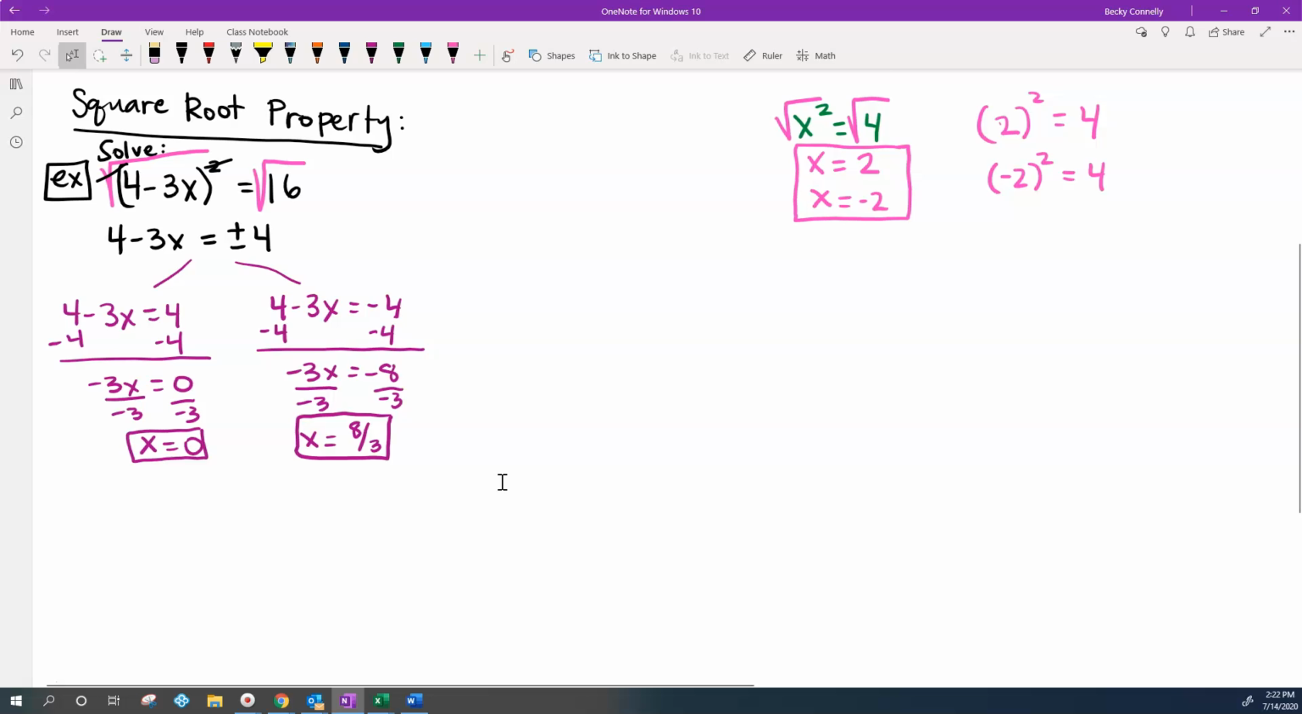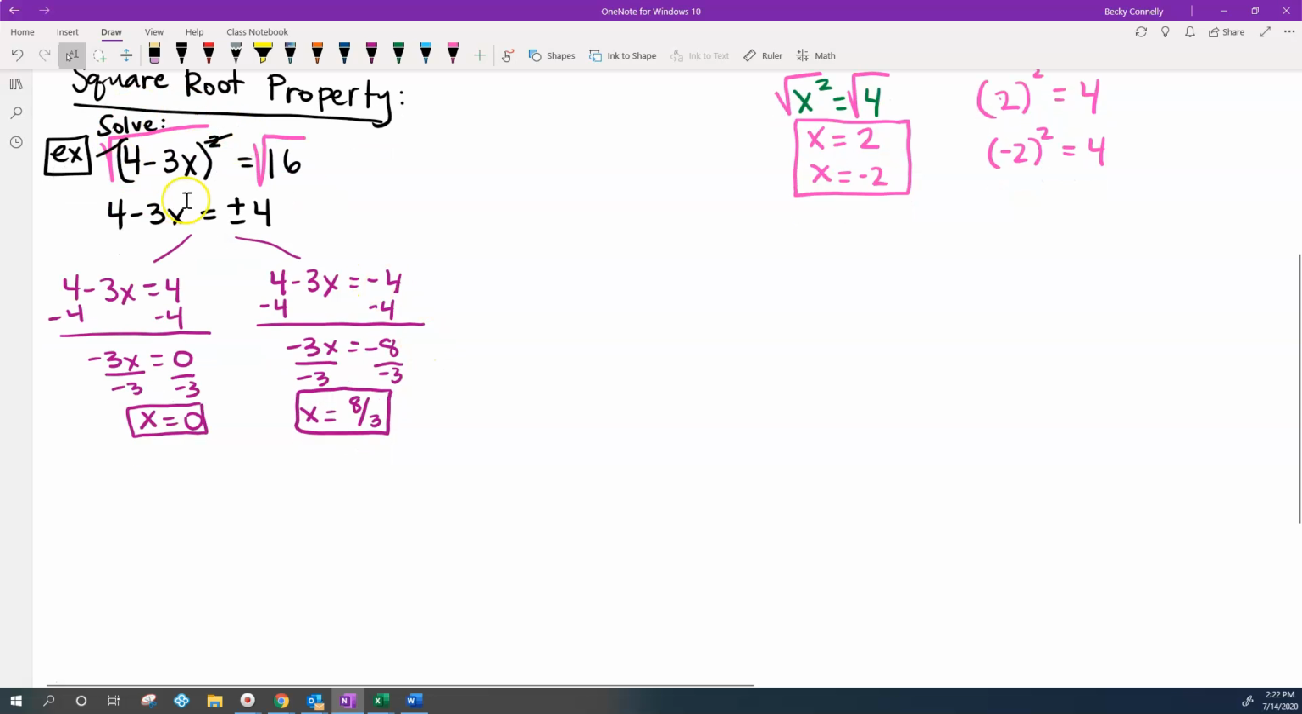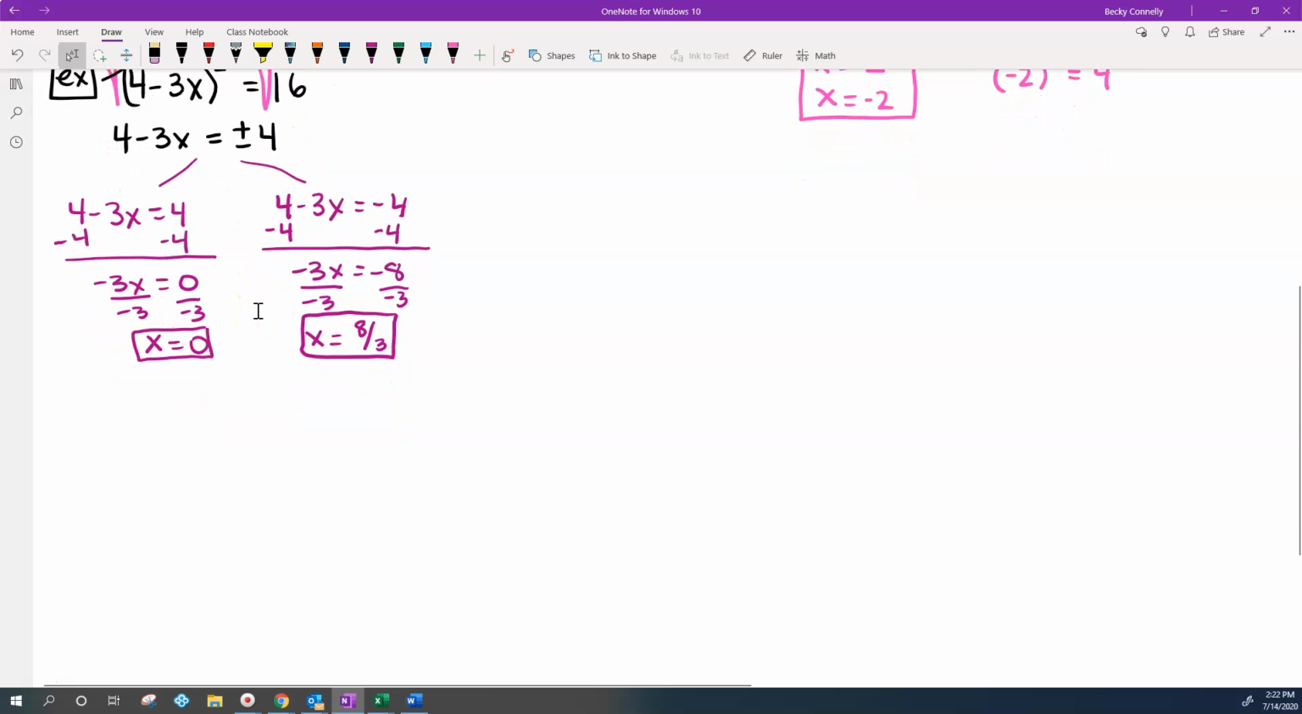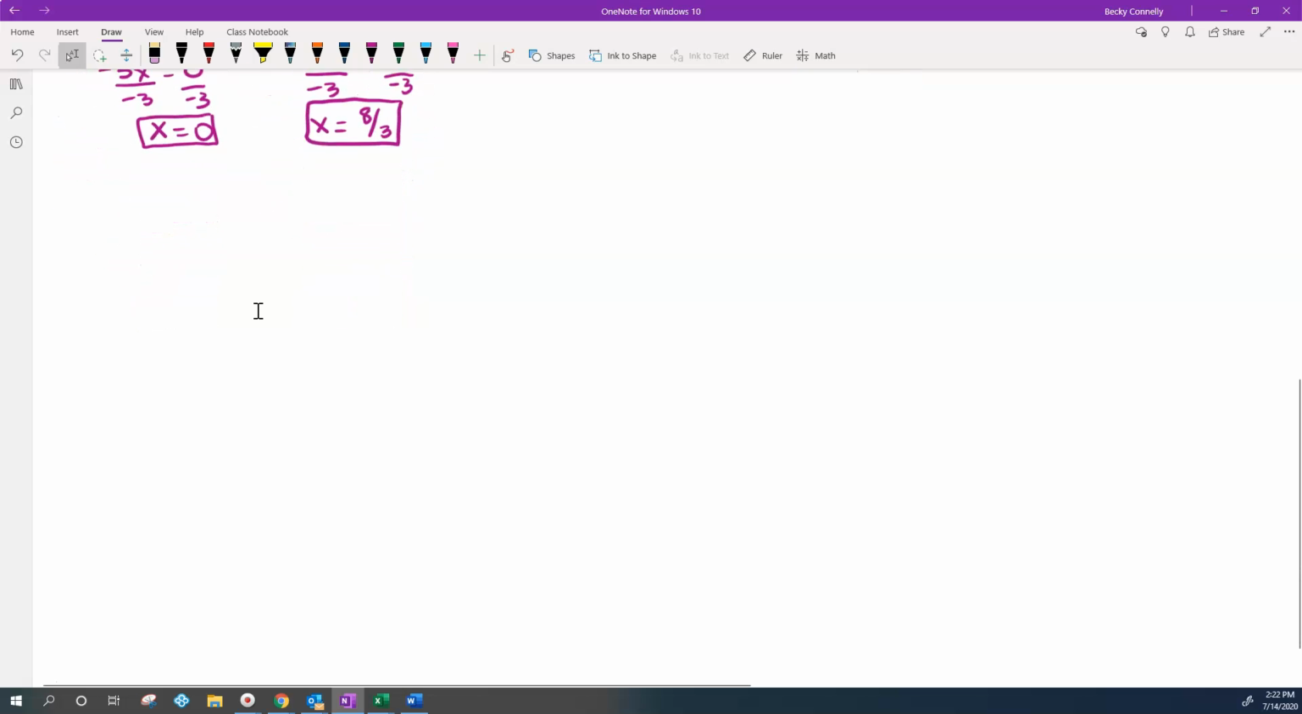Okay, so that's the square root property. If you have something squared on one side, you can square root both sides to try and solve it. But sometimes we have something that we want to use the square root property on, but it's not written in such a way that we can use that square root property. And so that's where this completing the square comes in, that we're going to talk about next here.